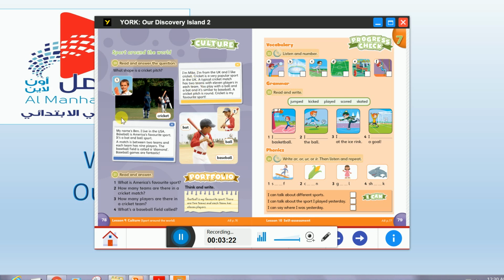My name is Ben. I live in the USA. Baseball is America's favorite sport. It's a bat and a ball sport. A match is between two teams, and each team has 9 players. The baseball field is called a diamond. Baseball games are fantastic.